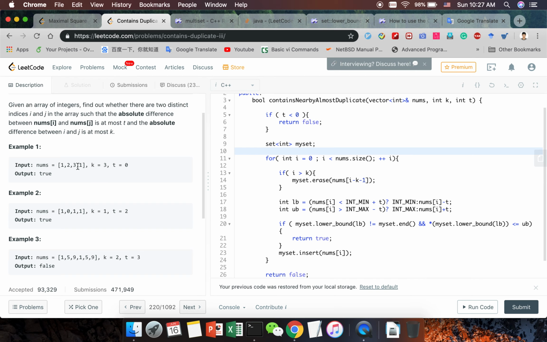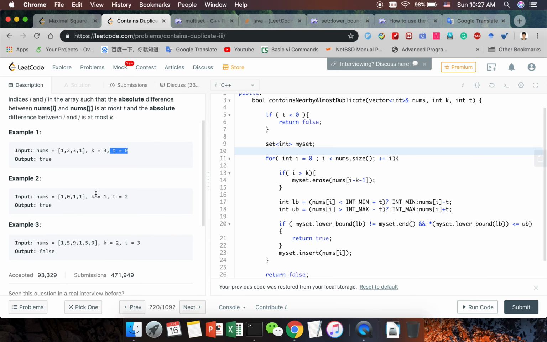So here you can see we can find a 1 and a 1. Their indices difference is 3 minus 0, which is 3, so it satisfies the first condition. And their value difference is 0, which also satisfies the second condition. So we should return true, right?